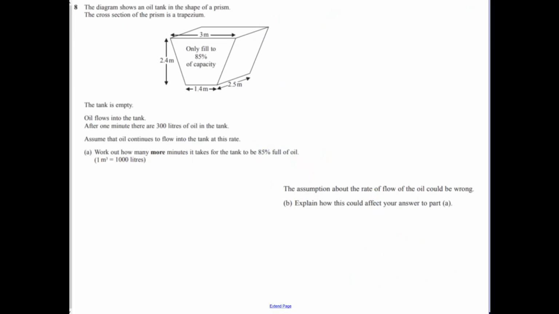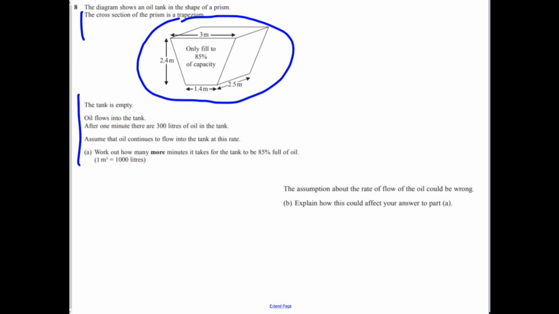Question 8. Now, you're going to need your calculator on this. If I look at this just here, I know there's lots and lots of text here. The first thing that I'm thinking about is working out the volume. I've got a solid, so let's work out the volume. Now, the end is a trapezium, so let's just think about the area of the end section first of all.